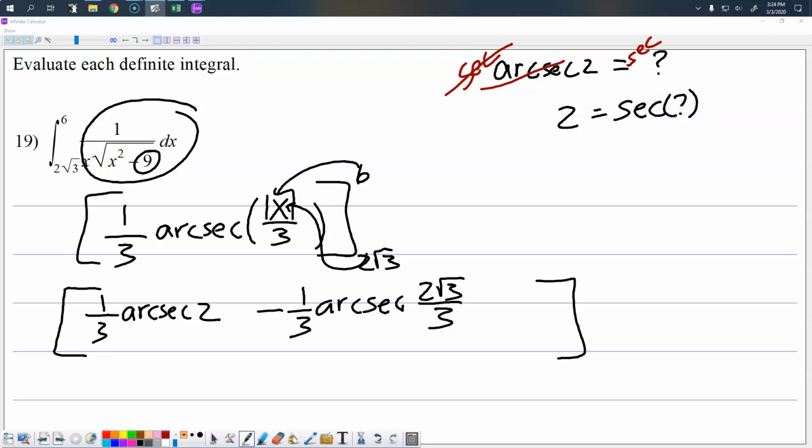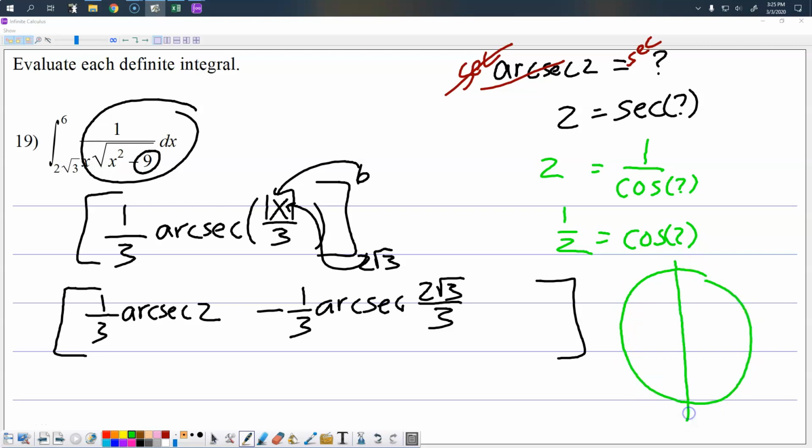Now, the next thing we have to do is remember what secant is. Secant is the reciprocal of cosine. So secant is 1 over cosine of some angle equals 2. And if I just take the reciprocal on both sides, this just becomes normal cosine, and the 2 becomes 1/2. And so now we're asking ourselves, where on the unit circle does cosine equal 1/2?